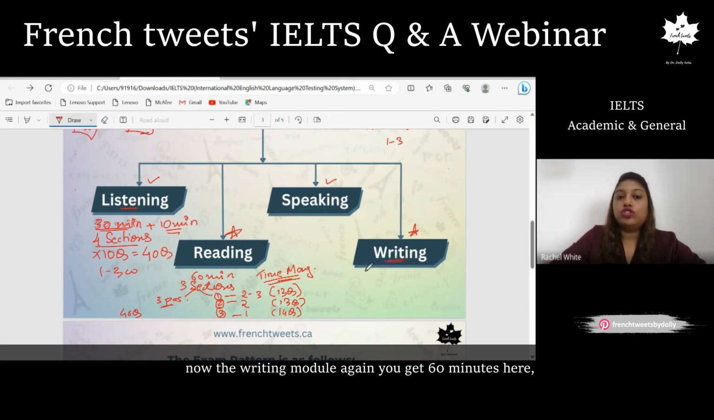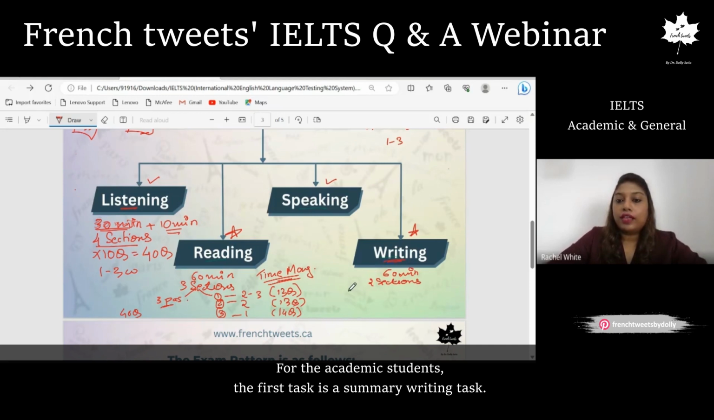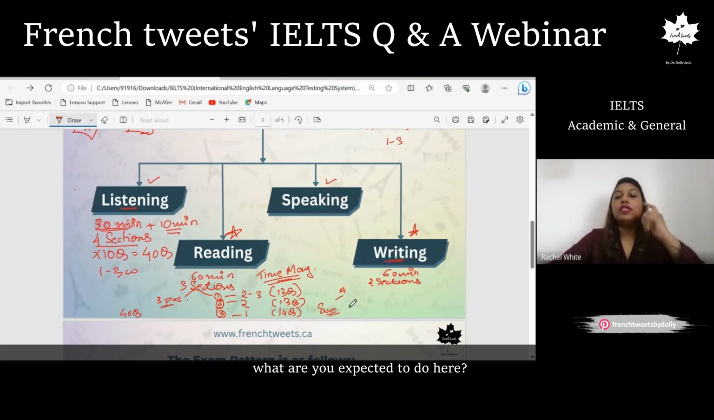Now, the writing module, again, you get 60 minutes here, all right? And there are 2 sections in the writing module. Now, again, it's a little different for the academic and the general students. For the academic students, the first task is a summary writing task. Okay, a summary writing task.